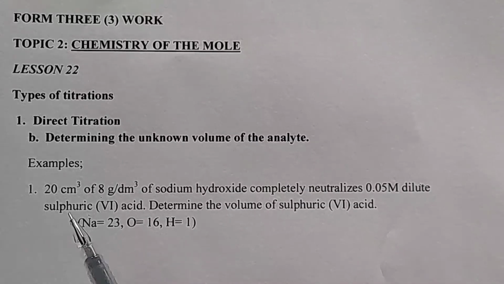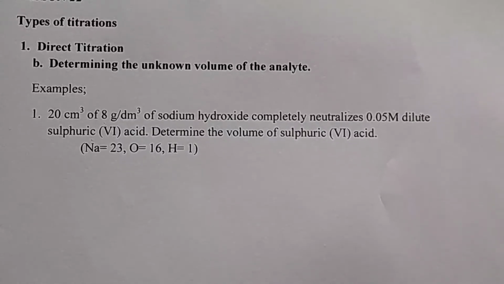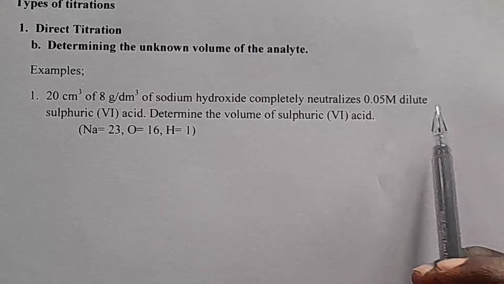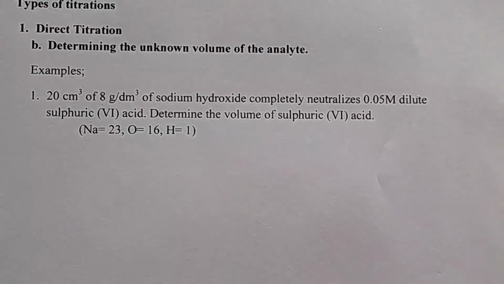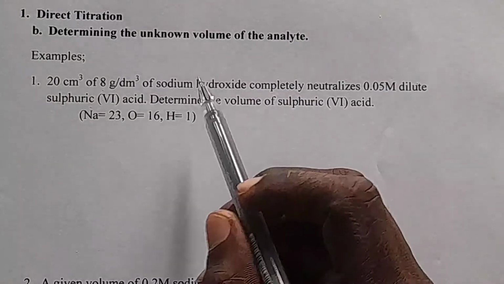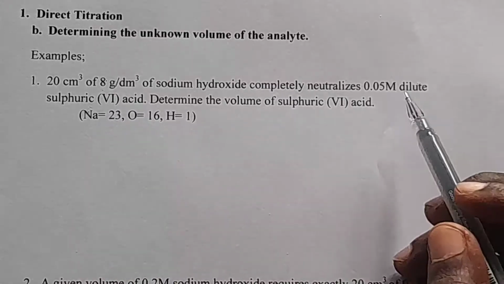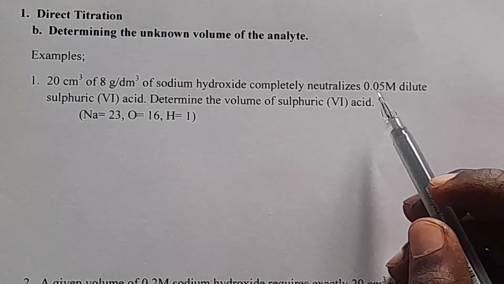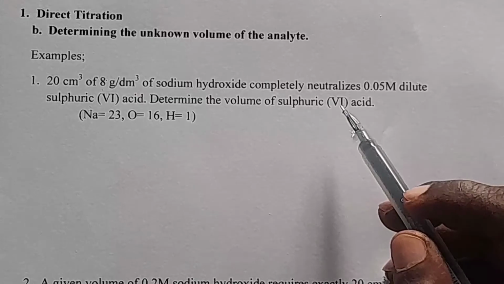Example number 1. We are told 20 cm³ of 8 grams per dm³ sodium hydroxide completely neutralizes 0.05 molar dilute sulfuric acid. Determine the volume of sulfuric acid. In our case, we have sodium hydroxide, its concentration and also its volume. But on the other side, for sulfuric acid, we only have its concentration. That means we don't have its volume, so we are told to look for the volume of the sulfuric acid.